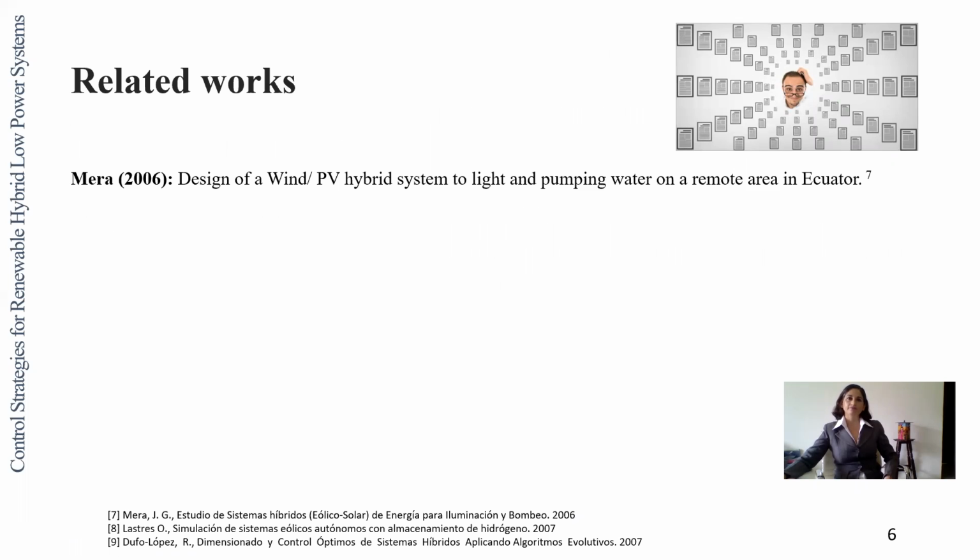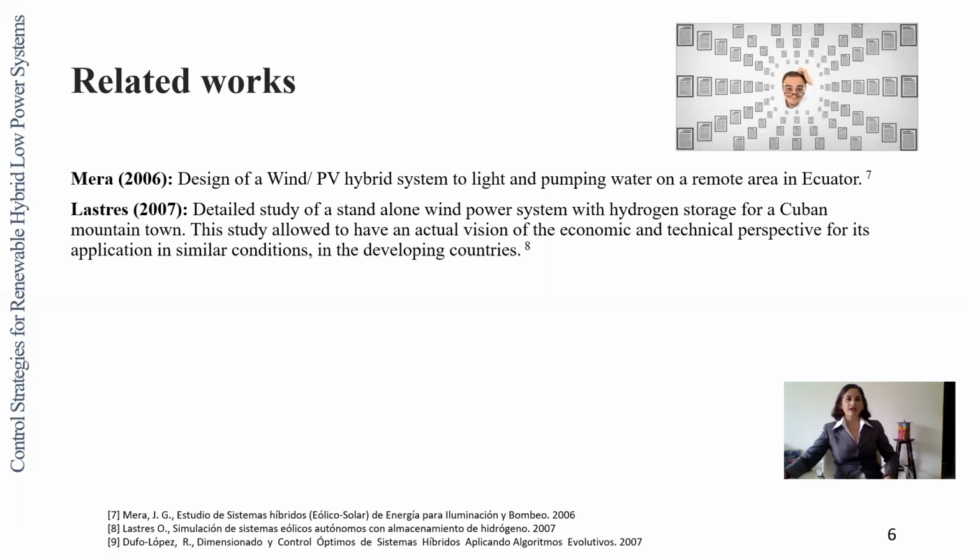Mera designed a wind PV hybrid system to provide light and pump water in a remote area in Ecuador. Lastres developed a detailed study of a standalone wind power system with hydrogen storage for a Cuban mountain town. This study allowed an actual vision of the economic and technical perspective for these applications in similar conditions in developing countries.